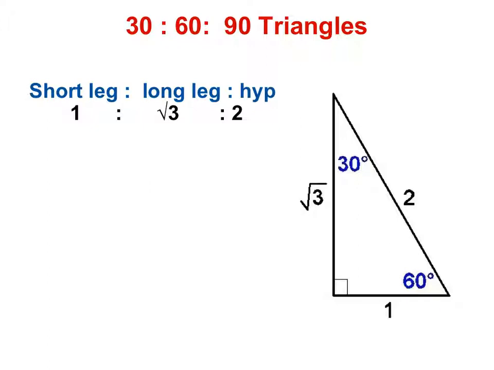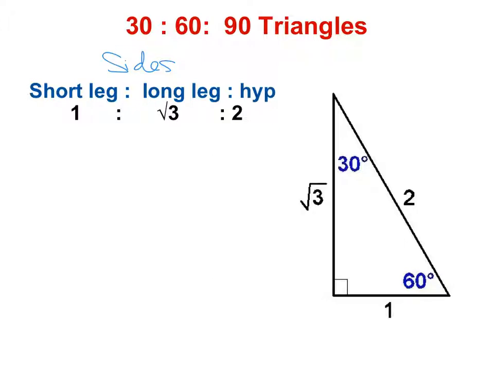Let's talk about 30, 60, 90 triangles. So again, we're looking at the extended ratio of the sides. This one's a little harder to work with because we don't have side lengths that are the same. In the 45, 45, 90, the legs were both 1, so it really didn't matter which one we used. But in this case, it's really important for us to talk about the short leg and the long leg.